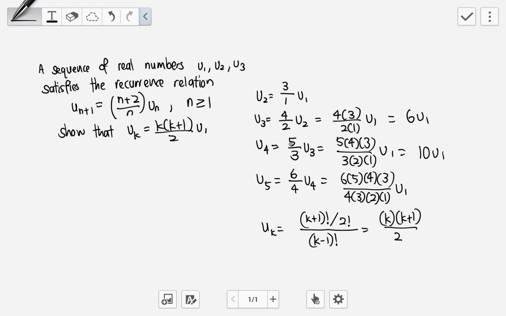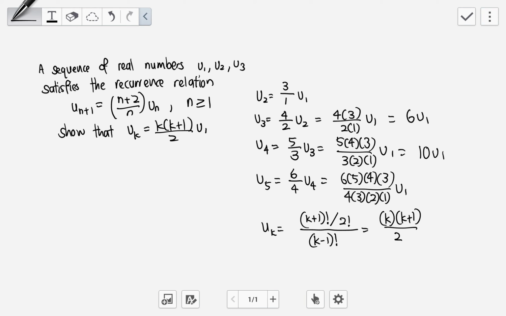So every step we try to link back to u1 because we want any expression to be in terms of u1. So let's say 5 over 3 u3. Since I know u3 equals 6u1, or u3 equals this, I take 5 over 3 times this, and I get 5 over 3, 4 over 2, 3 over 1. So this is how I get to this. So analyze each step carefully. So then when it comes to this, we have this.